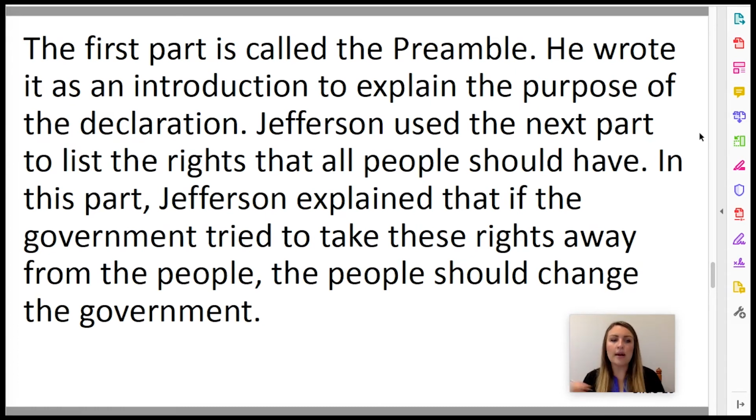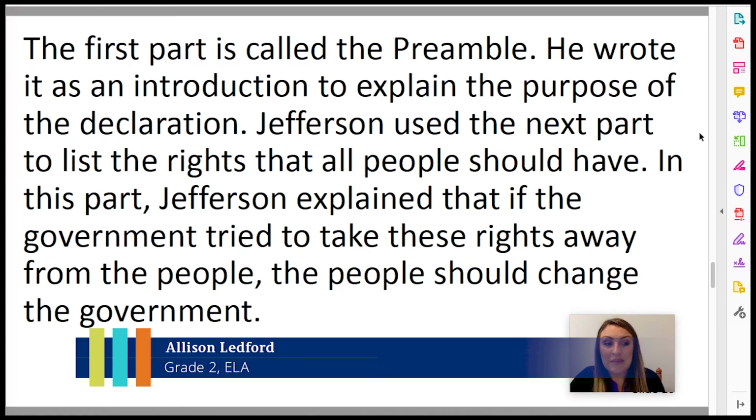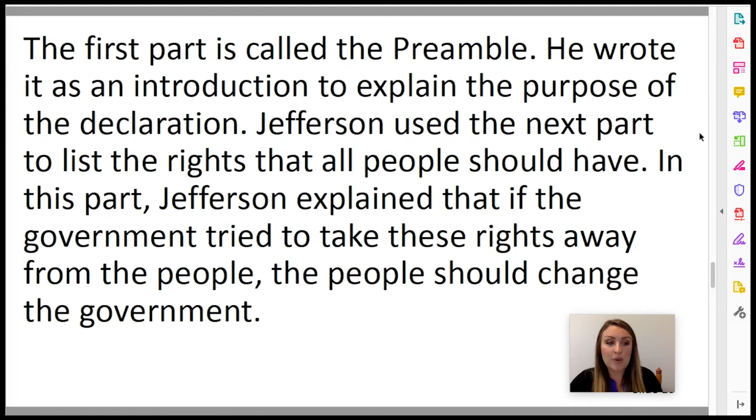Let's add this to our chart. Make a bullet point under the purposes side. Take notes on your paper as I write them on our chart paper. Ready? First part explained the purpose. Second part, one more bullet point. Second part listed the rights all people should have. Let me read that again for you. First part was the purpose. Second part listed all the rights people should have.